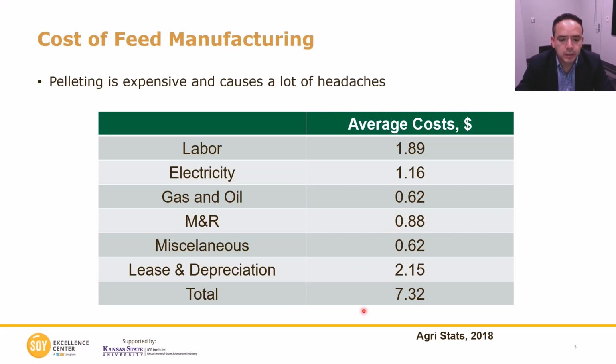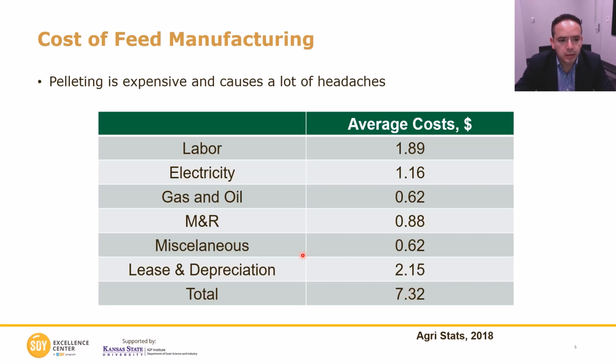And here you can see this data from 2008. This is data from one feed mill in the US, and you can see that the total cost to process 1 ton of feed at that time was $7.32. Right now, this probably is over $10 per ton of feed. So if you have a feed mill that produces, let's say, 10,000 tons per week, then that feed mill is going to be spending about $100,000 in cost.